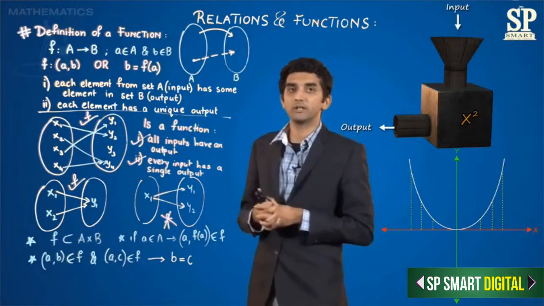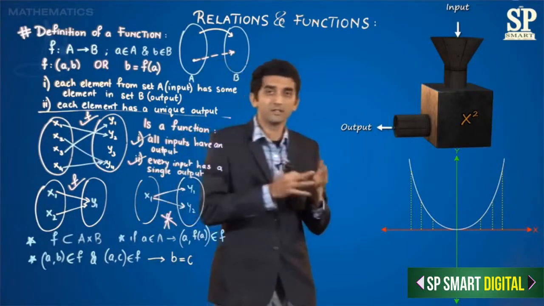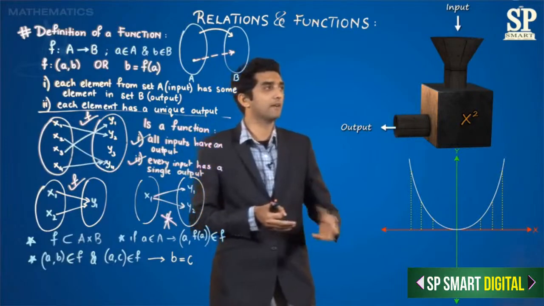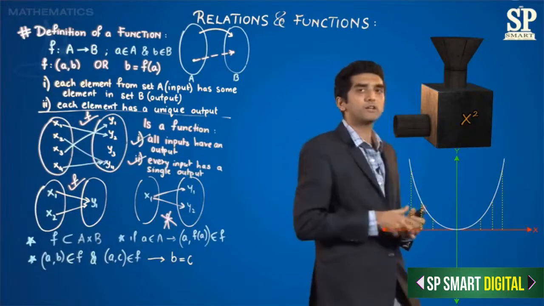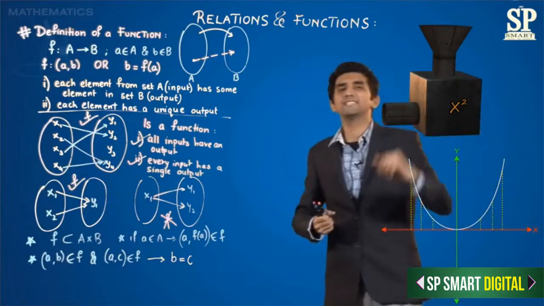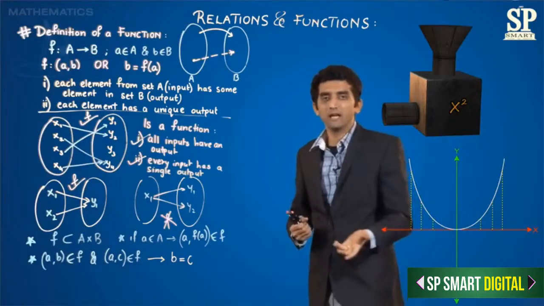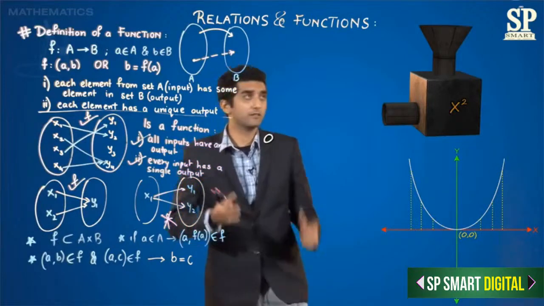This particular equation, I clearly remember we had taken this example in the introductory video as well. Let's put a few examples, a few inputs. Let's put 0 to start with. If I'm putting 0, I'm getting 0 back. So 0 comma 0 is a particular ordered pair.